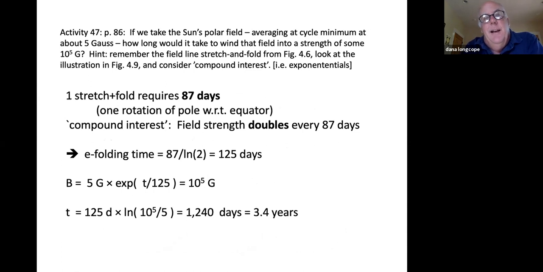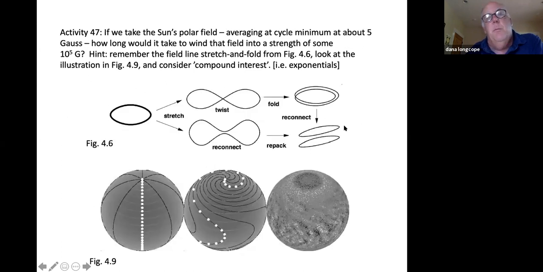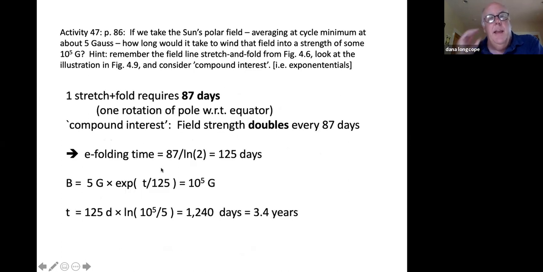So yeah, the key observation here is that in this cartoon, you go from 1 loop to 2 in the whole cycle. And then you're going to start with 2 and get 4. You're going to start with 4 and then get 8, etc. So it's going to double every time you can do a stretch, fold, twist.